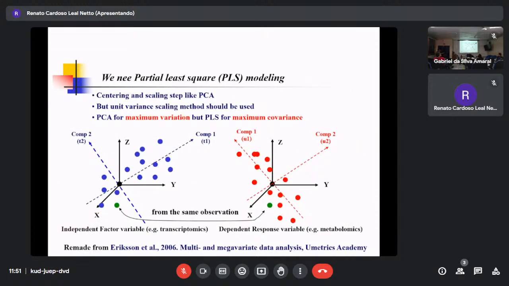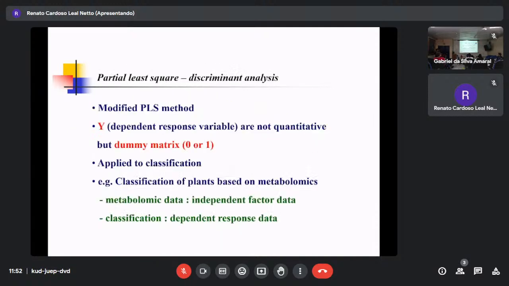Like PLS modeling, which means using X data without consideration of the other data, I draw the line like this. But with Y data, you draw the line to satisfy both data. This is very important: PLS, partial least squares method. Here, there is also a modified PLS method.